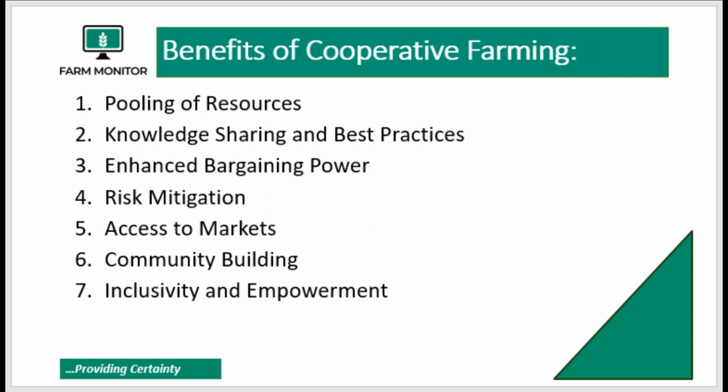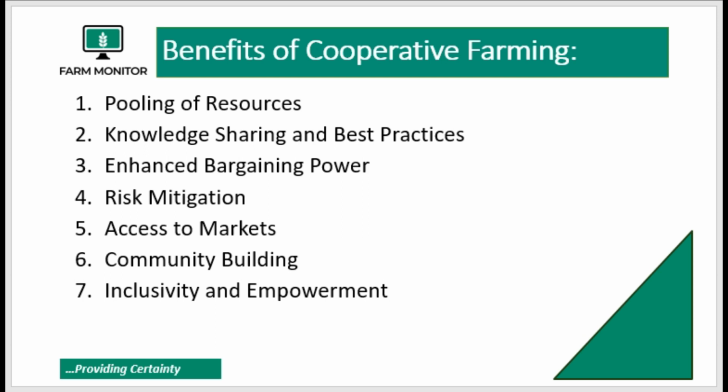Number six, community building. So there is a sense of community and shared responsibility among members. Cooperative farming promotes solidarity, promotes collaboration. All of these have a positive impact on the social and economic well-being of the farmers of the cooperative.